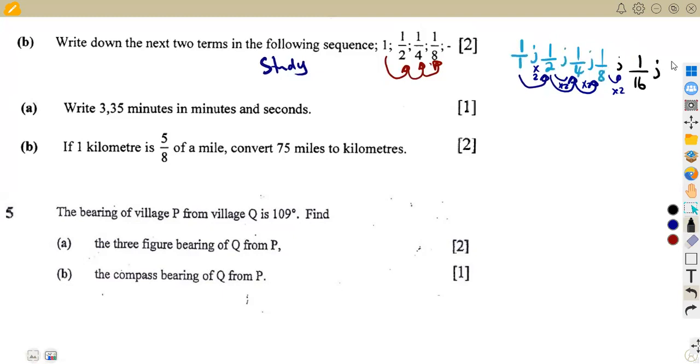We move on to the other part, 1 over what? For the next term again, we are simply multiplying by 2. 16 times 2 would be 32. So we are going to have the 2 terms. Take note, they are asking for 2 terms. They can ask for 3. They can ask for the next term. If they say the next term, you just answer the next term only. So here our answer is supposed to be this one and this one.